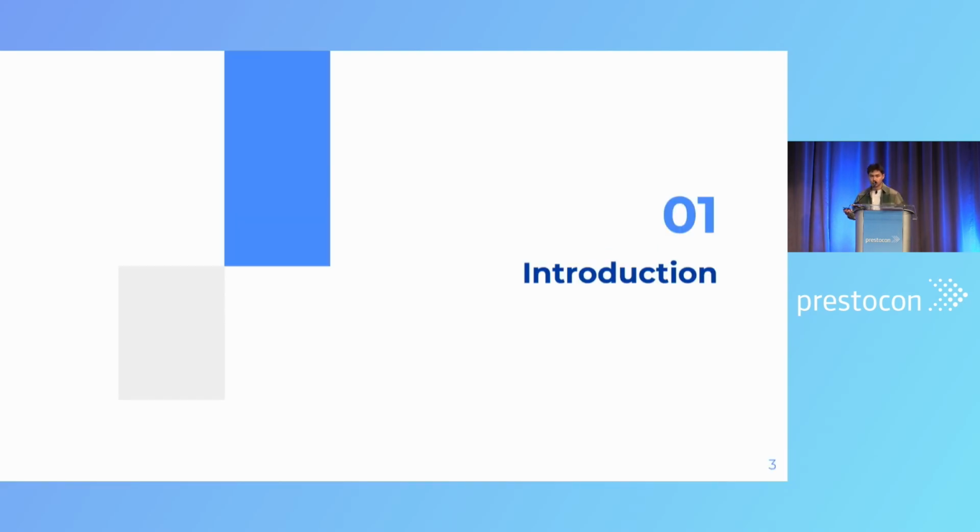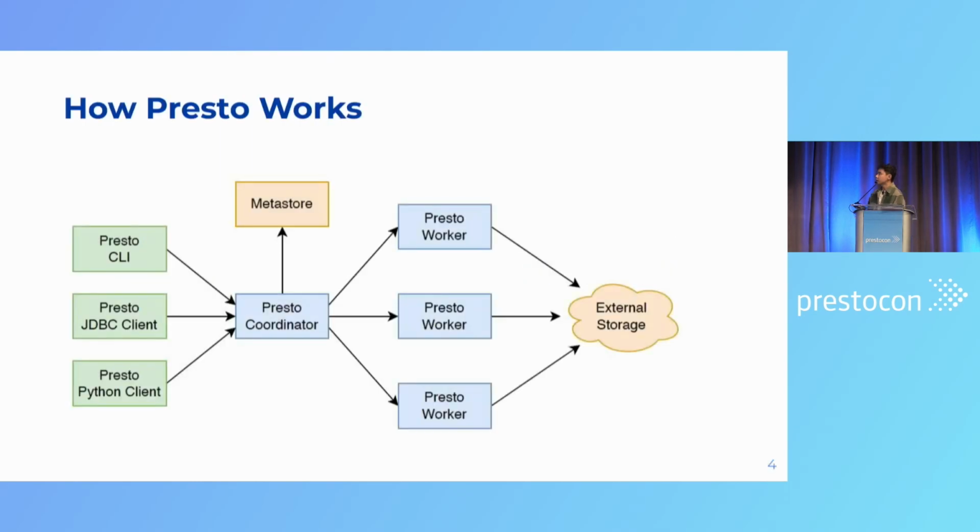Okay, so let's begin with some very quick introduction. First of all, I guess most of you may already know the general architecture of Presto. So here I'll just give you folks a quick overview of it. For Presto, mostly we have some Presto clients, like some CLI, some JDBC client, or Python client. Those clients could send queries to the Presto cluster, usually to the Presto coordinator here.